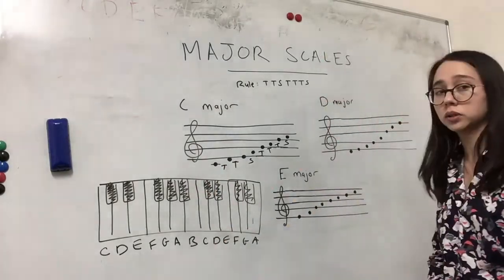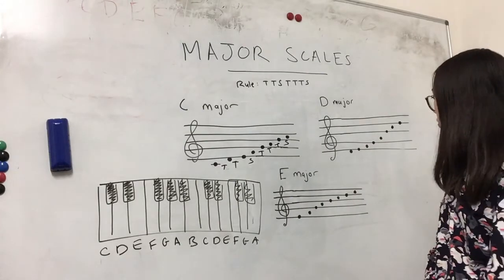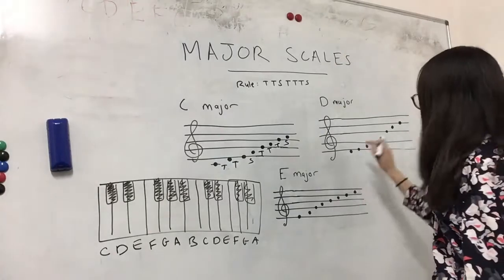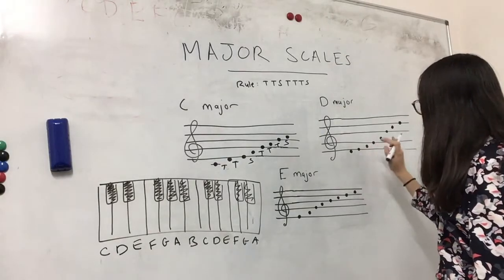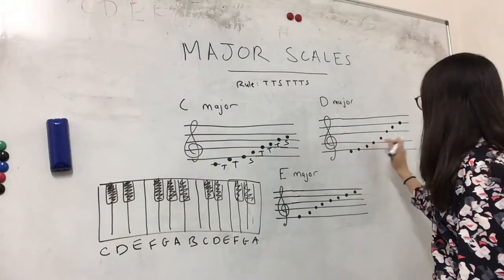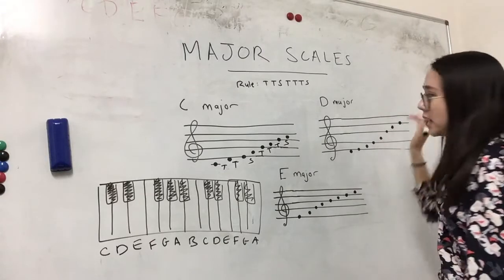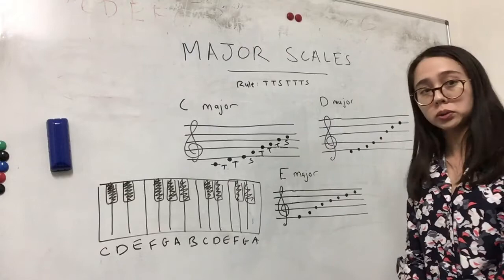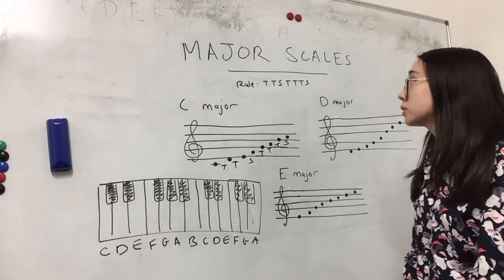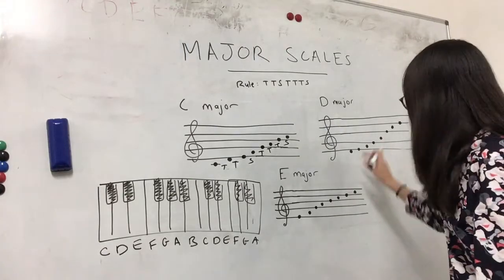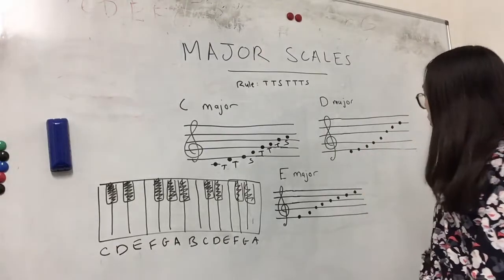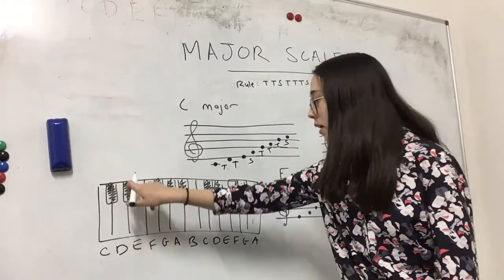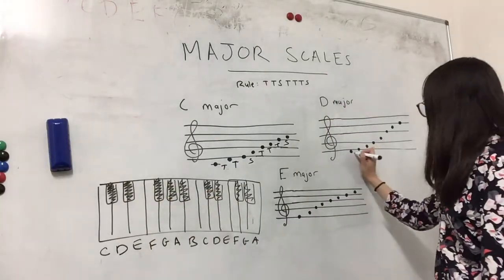Now let's move on to D major. Again, I just wrote down all the notes from D, E, F, G, A, B, C, D, and the same way back down. We want to keep on following the rule: tone, tone, semitone, tone, tone, tone, semitone. So we need to make a tone between D and E. We're counting from here, half note, half note, and it stays the same.